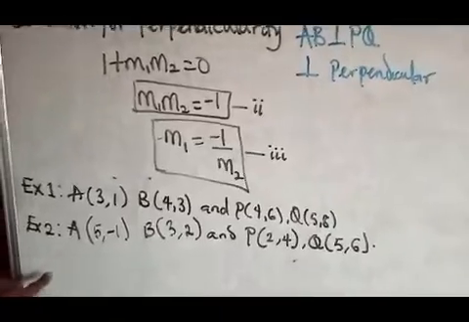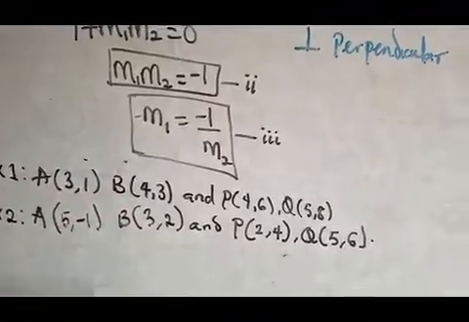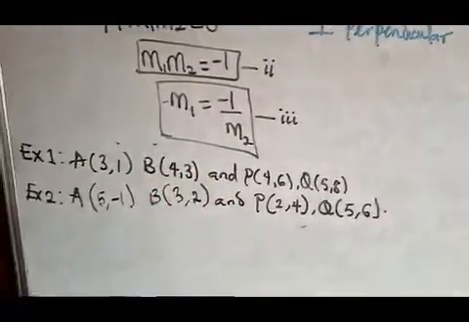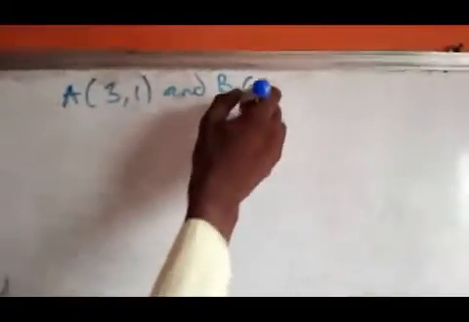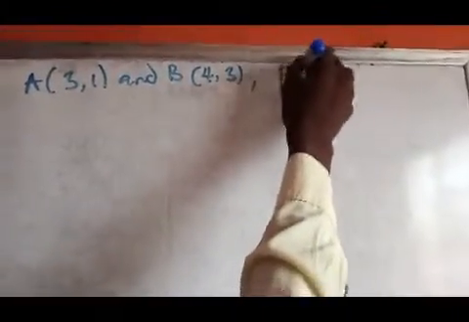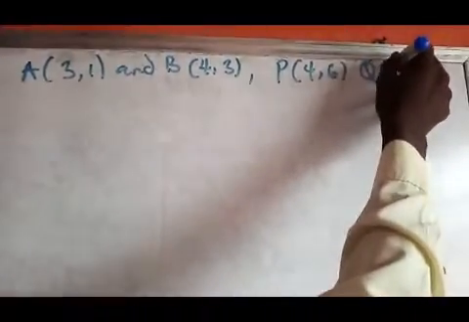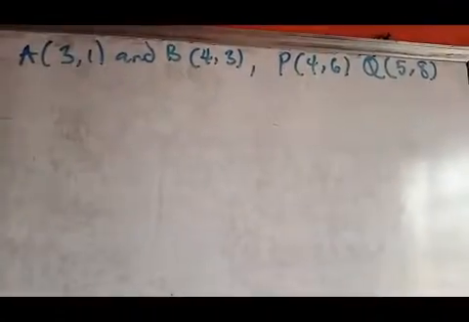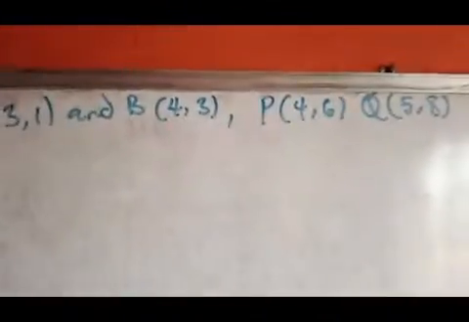So we are going to be seeing these two examples today, where we check if AB is parallel to PQ or perpendicular to PQ. All right, so let's see. In our example 1, we have A to be (3, 1) and B to be (4, 3), while we have P to be (4, 6) and Q is (5, 8). So we want to check whether AB is parallel to PQ or AB is perpendicular to PQ. So how will I do that?